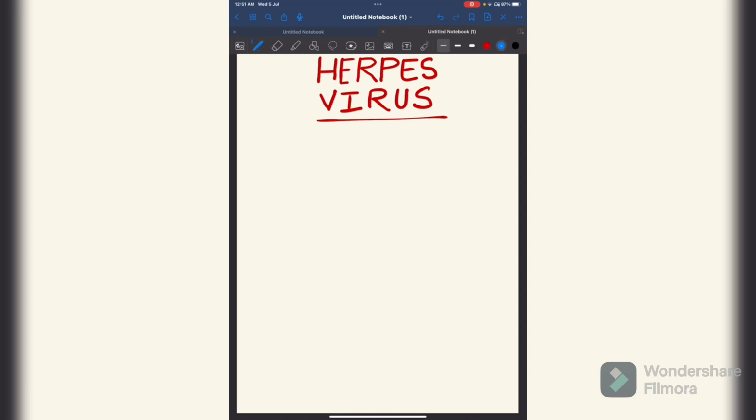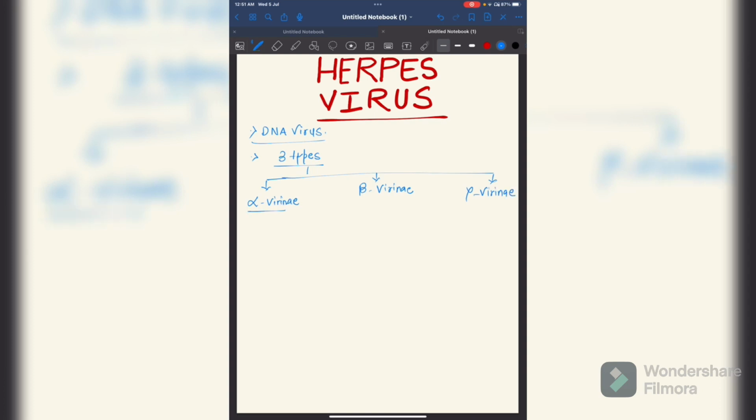So remember, herpes virus is a type of DNA virus, and there are three types or three families of herpes virus, you can say. So we have alpha virinae family, we have beta, and we have gamma virinae. In the alpha virinae family we have HSV1 and HSV2 and HHV3. It is also known as varicella zoster virus.